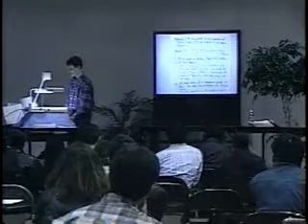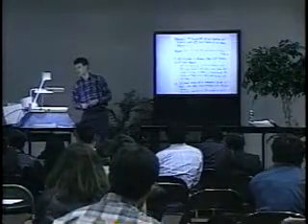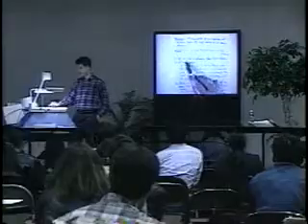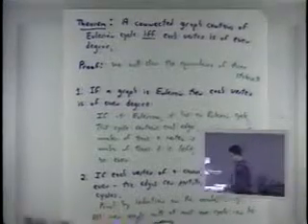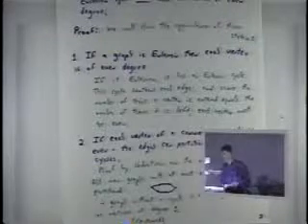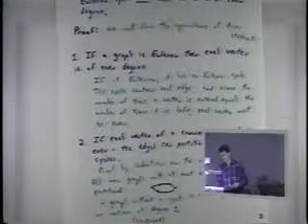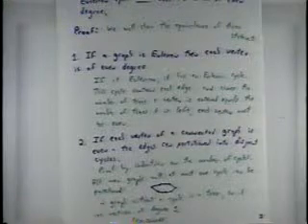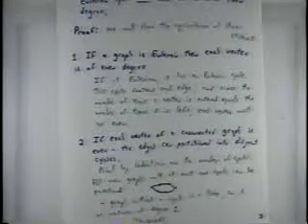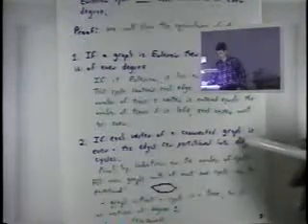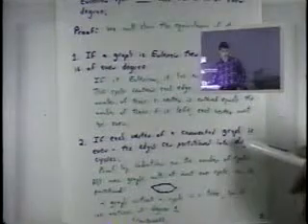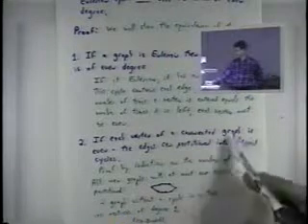So how are we going to prove this? We want to show that the following 3 statements are equivalent. First, if a graph is Eulerian, then each vertex has even degree. That's the first statement. And the second statement is that if each vertex of a connected graph is even, then the edges can be partitioned into disjoint cycles. And I'm not sure if I should explain what I mean by this now or in 30 seconds.